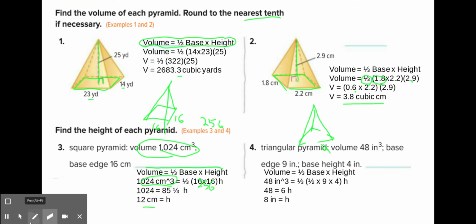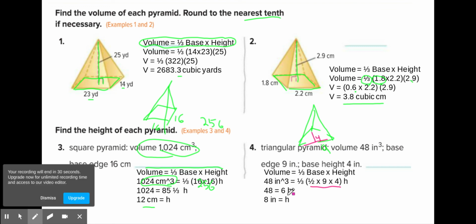And so I'll get a different color here. And so we have this 9 right over here. Look at that height of the triangle being 4. And so you're going to go with your formula for a triangle: half the base times the height. So half the base edge times the base height. Actually, what I did is I just said this: half of 4 is 2, and 1/3 of 9 is 3. And I said 6. And then I said, hey, divide both sides by 6, and you get 8 inches.